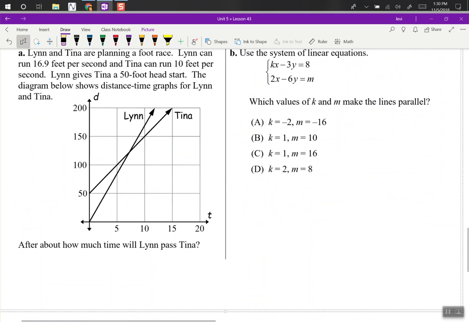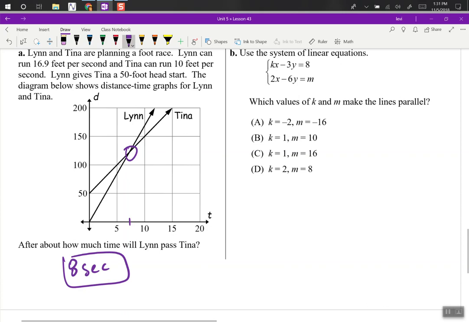Well, it looks like right here. So between 5 and 10 seconds, right? So we're going to say 8 seconds here, or 7.5 seconds, just by looking at the graph, right? So use the system here to solve the linear equations. Which values of k and m make the lines parallel?